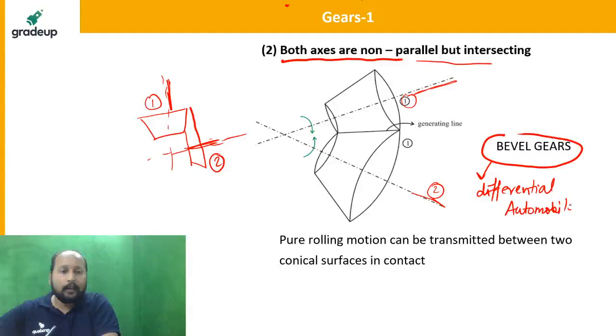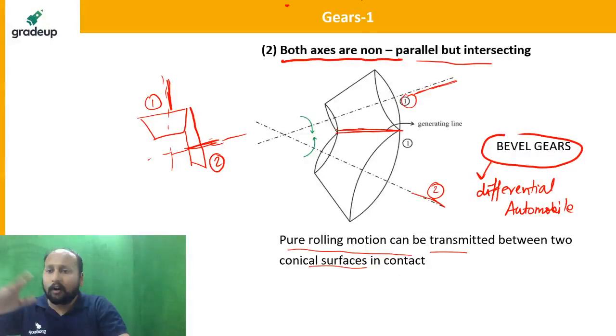Clear? Now, pure rolling can be transmitted between two conical surfaces in contact. So basically this is the point of contact, and at this point of contact we have a pure rolling criterion. Power transmission works. Yes, definitely, vehicle differential. Very good. You all know the application. The only thing is you just need to remember what is happening.